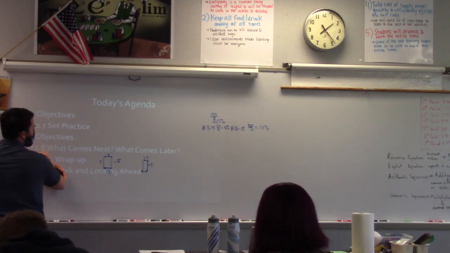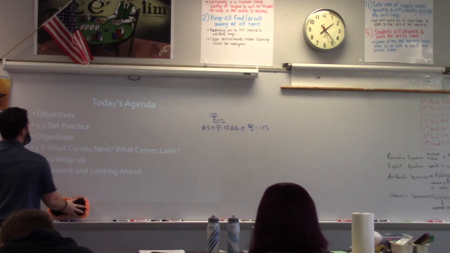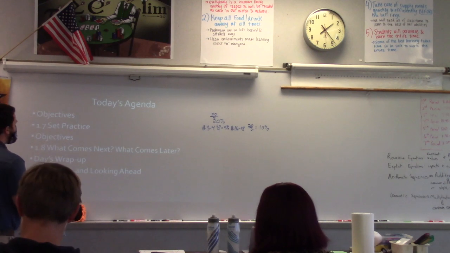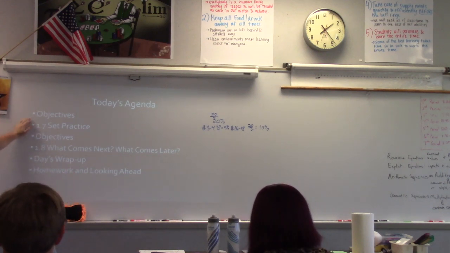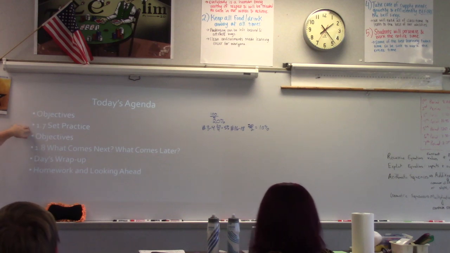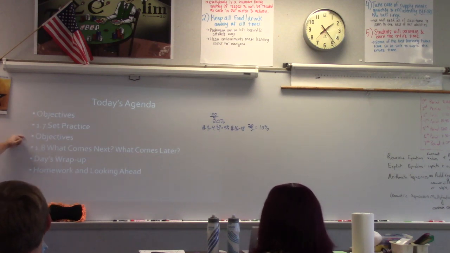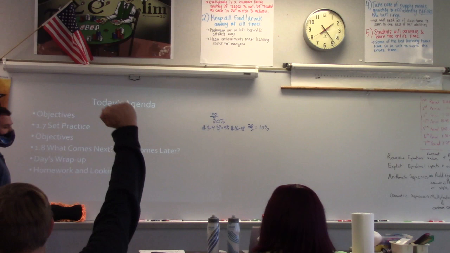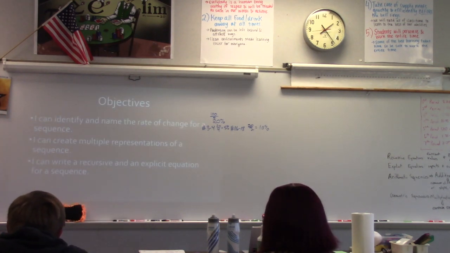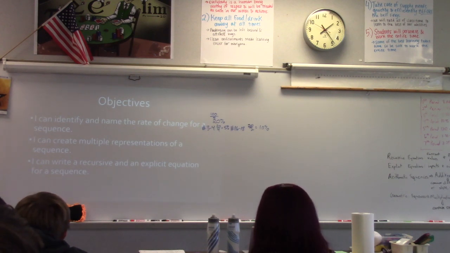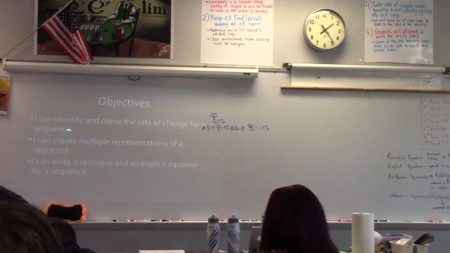Alright, let's get started. We're going to look at our objectives, and it's not actually just the set practice. We actually need to wrap up 1.7, and then we'll get to the set practice. I don't think we'll get to 1.8, but I have it in there just in case we get ahead of where I thought we would be. So, these are the same objectives we've been dealing with all unit so far. It has not changed, because if you can identify and name the rate of change for a sequence, you know what's happening.